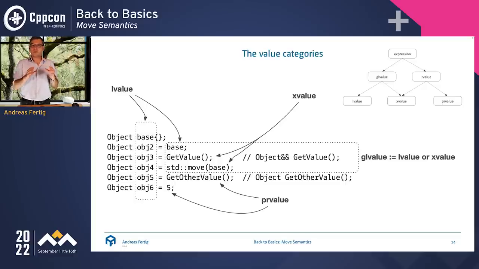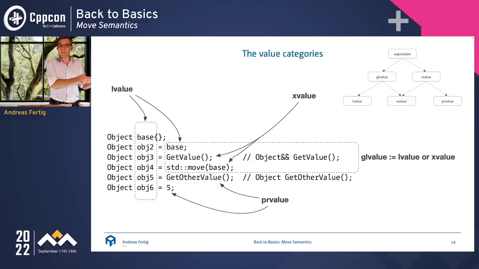Get value returns an object, or something of type object, by reference. So that's a temporary. It returns an R value reference. That means temporary. Std move does the cast, but it casts it to the exact same signature. So object 3 and object 4, the things on the right, are called X values, for expiring values. Values that will soon expire because after the semicolon, if we don't do anything with them, they are gone.